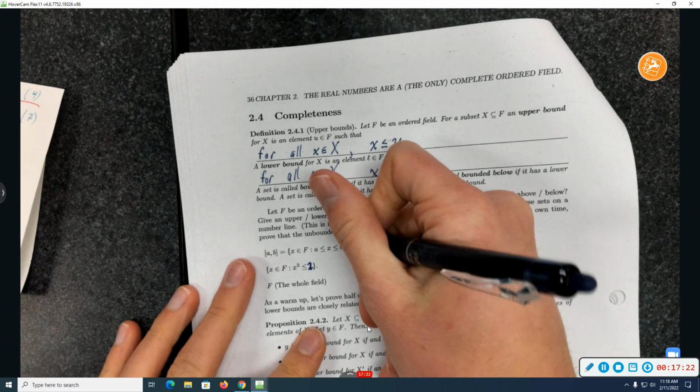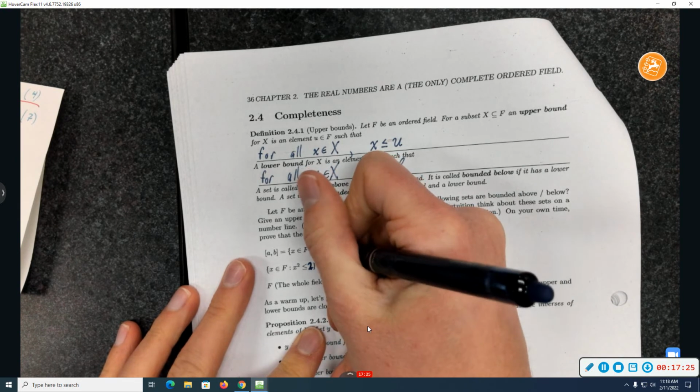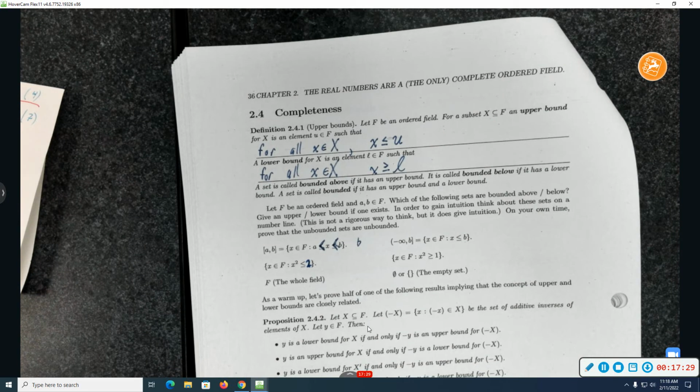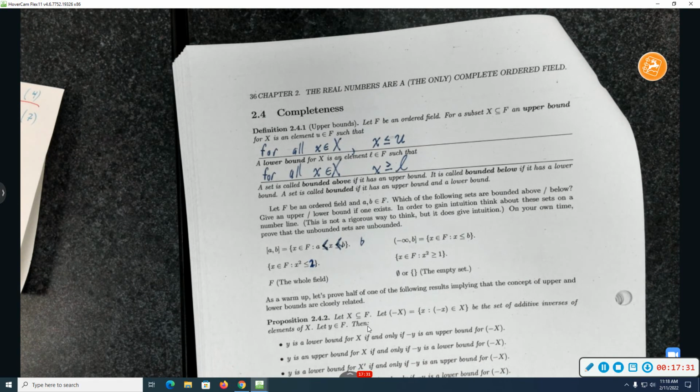B is an upper bound. But even if you change those to strict inequalities, is B still an upper bound on that set? Yeah. It's, in fact, a slightly more convincing upper bound.